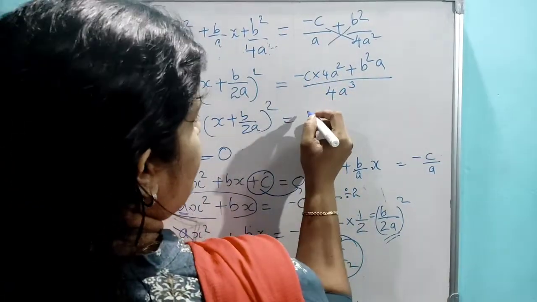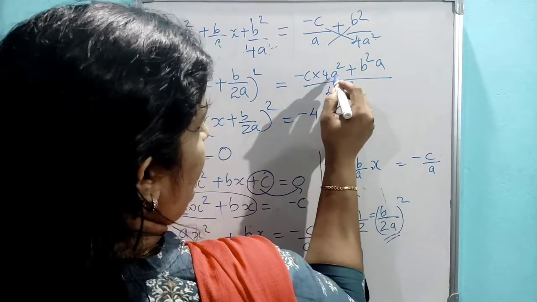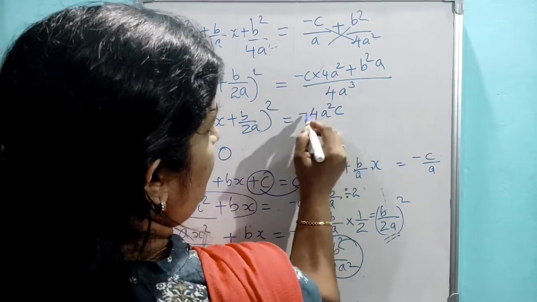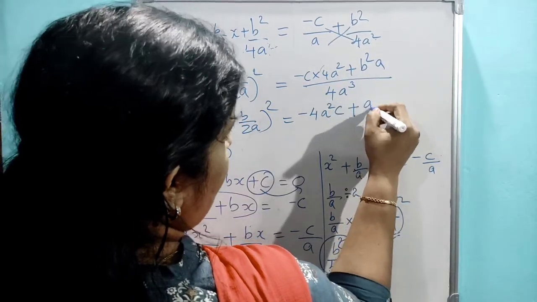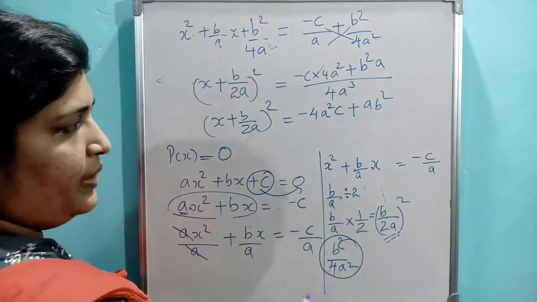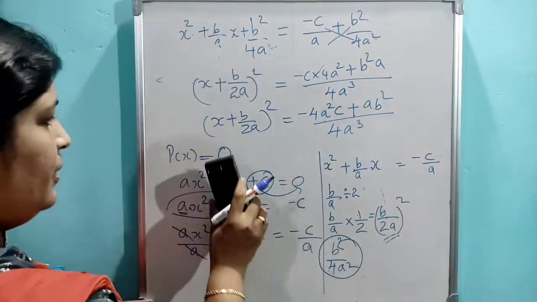That is, here we have minus 4a square c. 4a square into c is equal to minus 4a square c, plus b square a, we can write it as ab square. And in the denominator we have 4a cube.